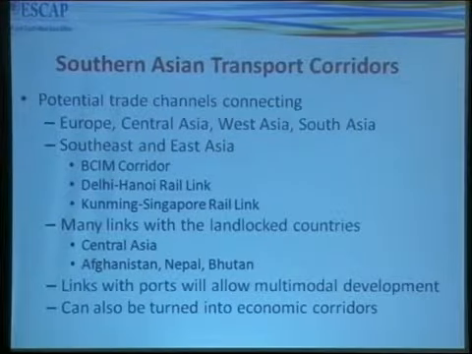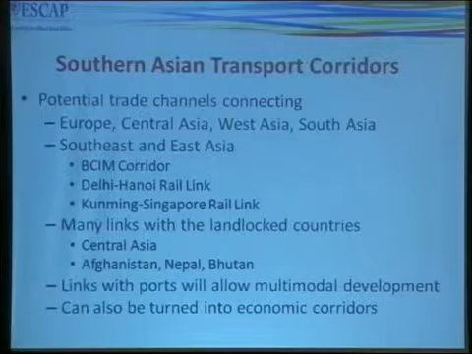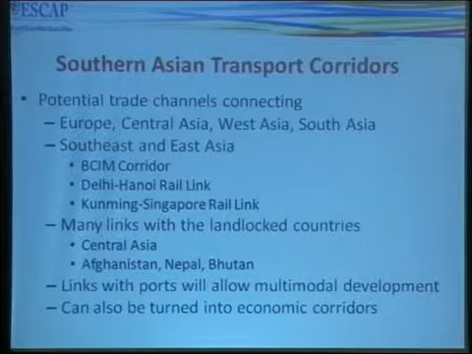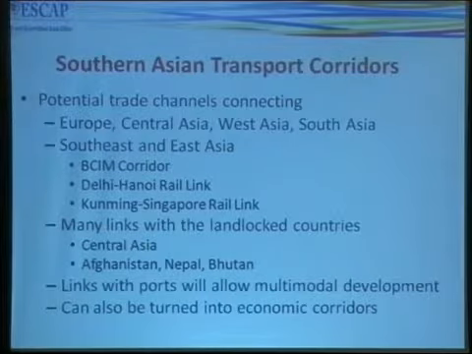Now, if we get these corridors going, what they would provide are potential trade channels connecting Europe, Central Asia, West Asia, South Asia, and eventually Southeast and East Asia by hooking up to the BCIM corridor, the Delhi-Hanoi rail link, and the Kunming-Singapore rail link. So many possibilities, immense possibilities are there. And many of these things which we are finding difficult to trade between these countries, including energy supplies, for instance, we have been talking of the IPI pipeline and TAPI pipeline for many years, but they require huge investments, $7 billion to $10 billion per pipeline.